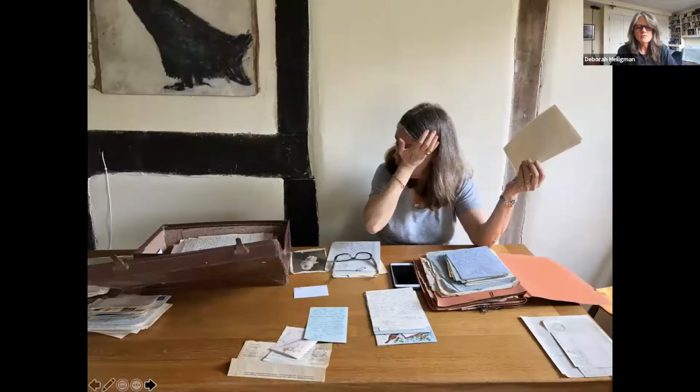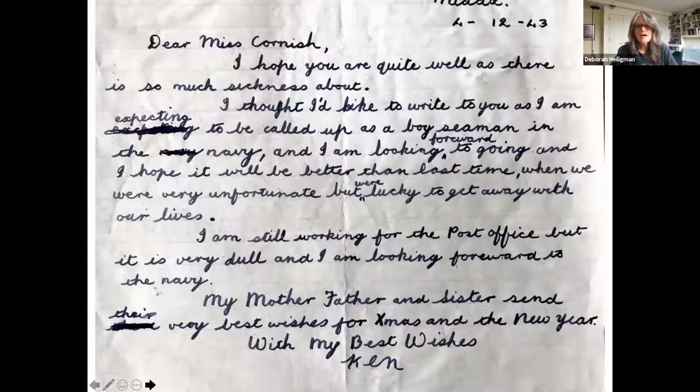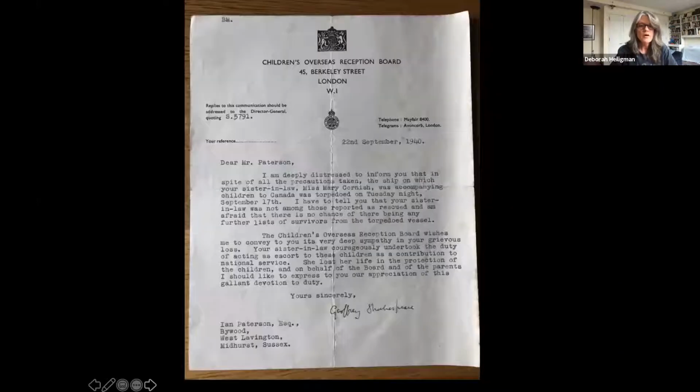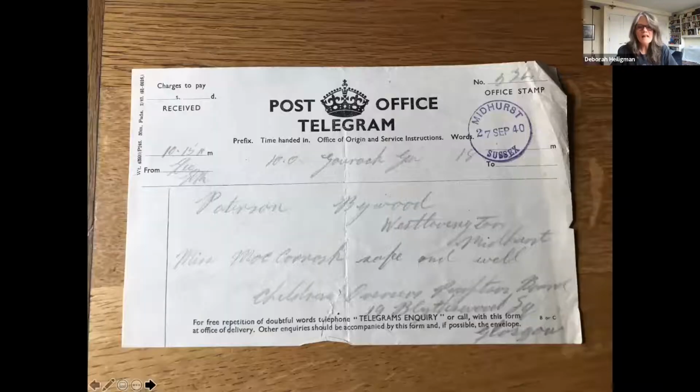I found, looking through her letters, which her sister saved, so moving, I cried, because these boys kept up with her for the rest of their lives. And it was just very, very moving. Also in this suitcase was the notice that said that she had died, and then the telegram that came that said she was alive because she was recovered with all the boys 8 days later and survived.